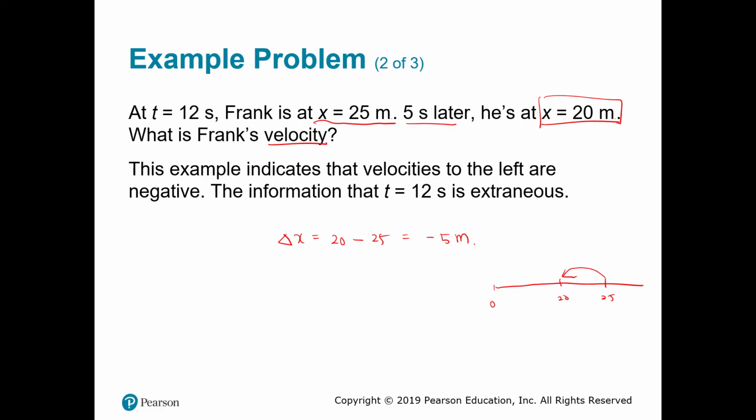And then you take the initial start at 2, and then 5 seconds later, so the time is 5, so your velocity is what? Minus 5 divided by 5. So the answer is minus 1 meter per second.